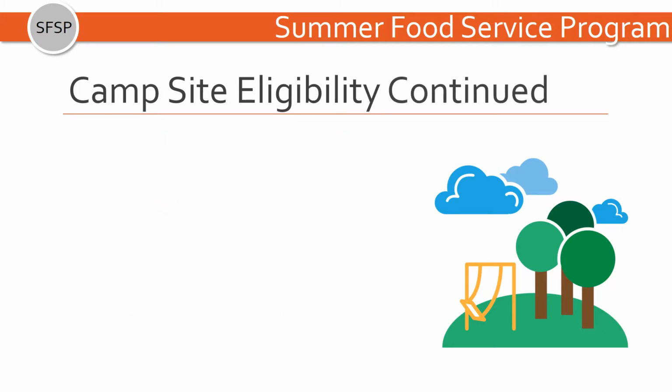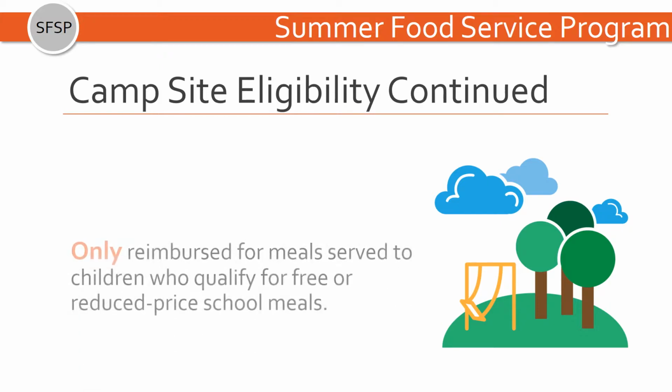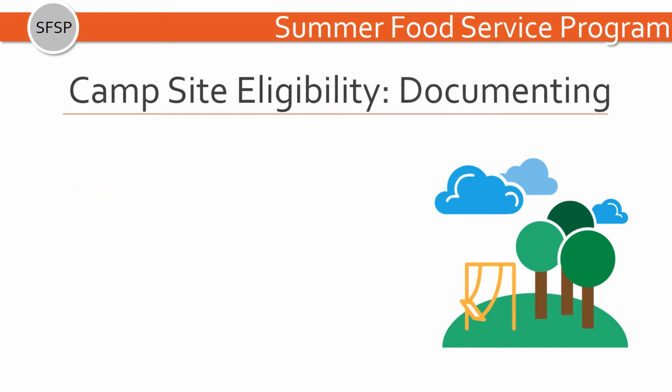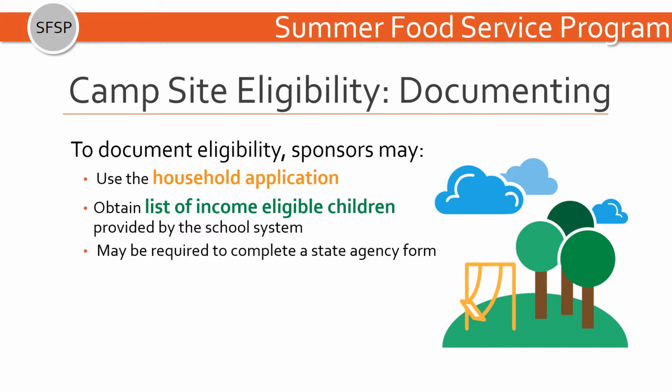Unlike other types of sites, camps do not have to establish income eligibility at the 50% level. Instead, camps are reimbursed only for meals served to children who meet the income eligibility criteria for free or reduced price school meals. In order to determine eligibility for children, camp sponsors may use the household application or rely on lists of income-eligible children provided by the school system.